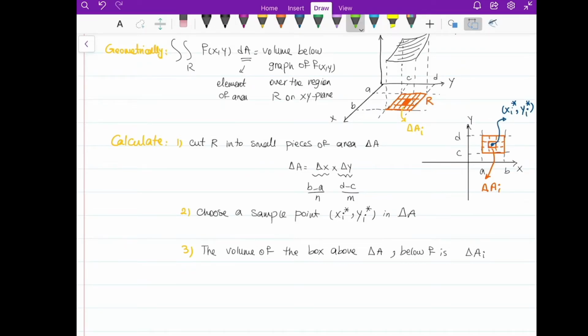Let me graph the volume. I'm going to use this color. I go a little up like this. So I just have a small box, and the height of the box would be f of the sample point. It would be the area of the base times the height, so delta A, and then f of x_i star, y_j star. Actually, why j star? Just because i and j would be different.